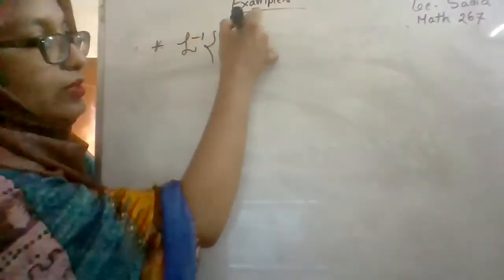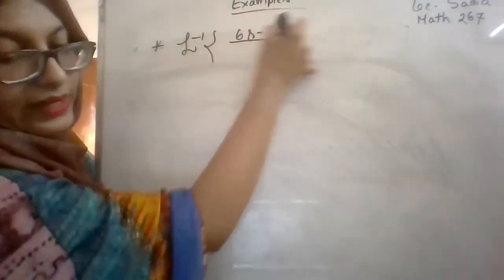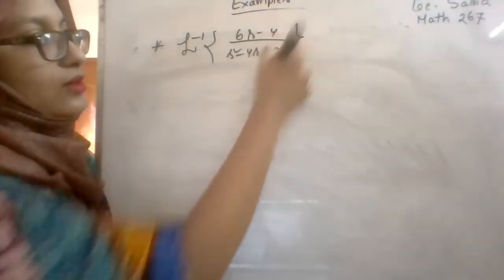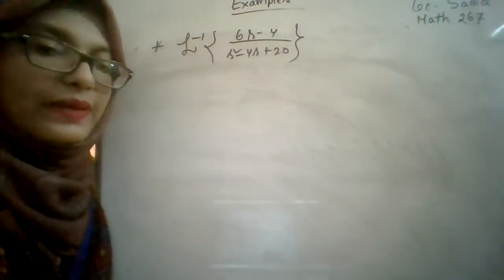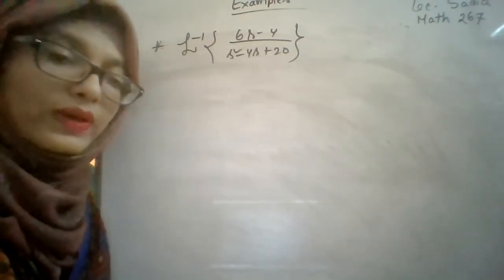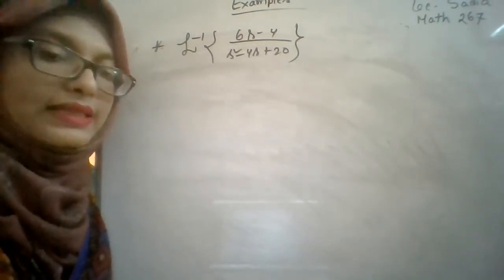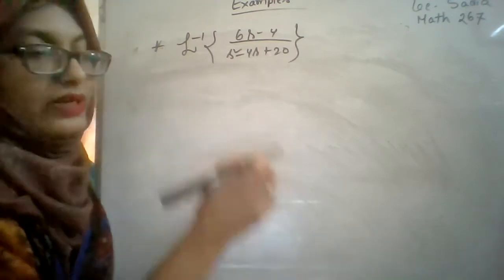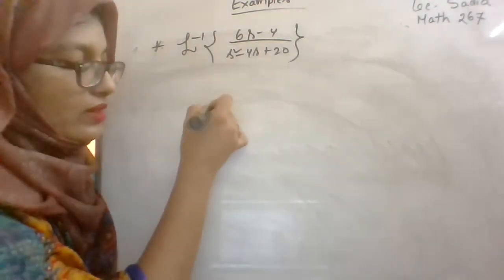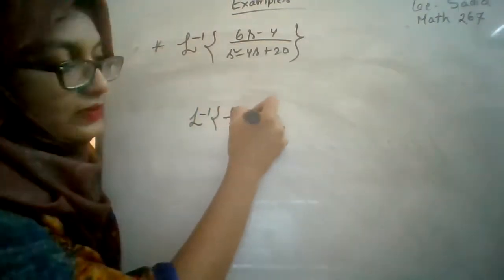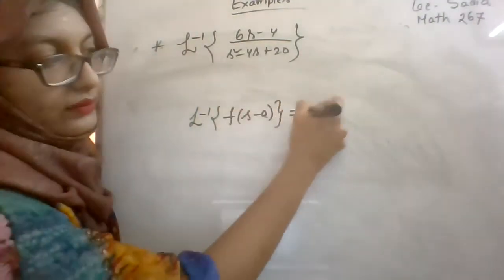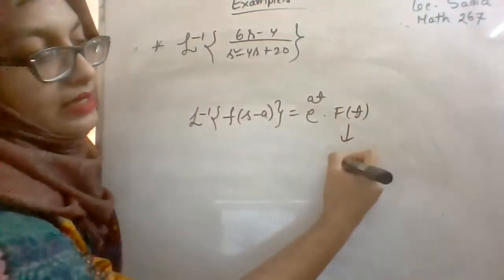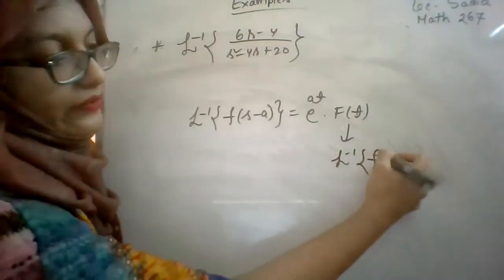Inverse Laplace transformation of 6s minus 4 divided by s square minus 4s plus 20. So you have to find the inverse Laplace transformation of this, and I want to use the first translation or shifting property. So you should know the statement: L inverse of F of s minus a is e to the power at into f of t, where f of t is the inverse Laplace transformation of F of s.